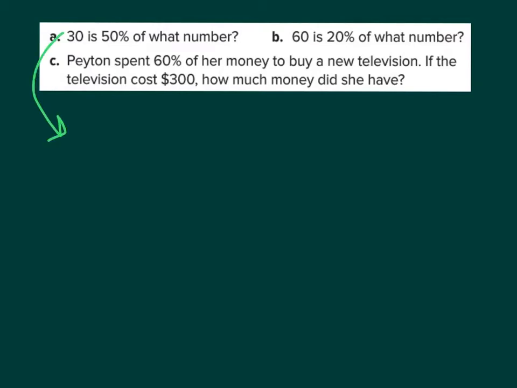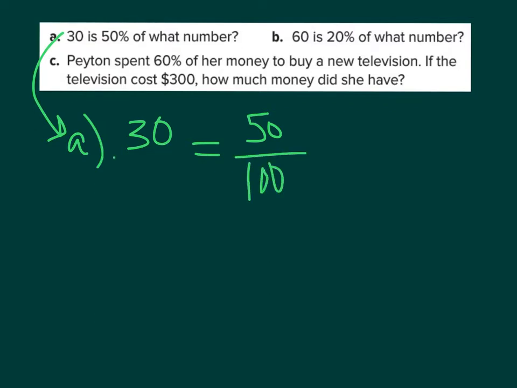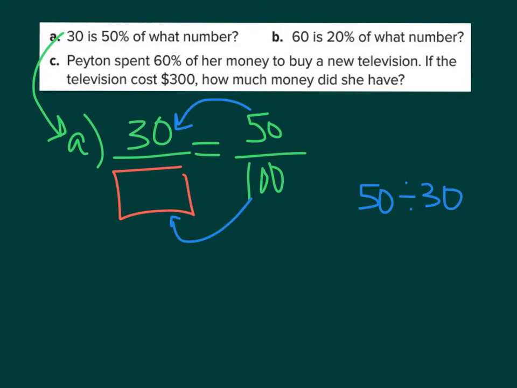So if we start with letter A, we know that we have 30 is equal to 50 over 100. Then we're trying to figure out what goes down here in the bottom. So we have to think about how would we go from 30 or from 50 to 30. And then we'd have to do the same thing to 100. So in order to figure this out, we actually have to work backwards. So we need to think about 50 divided by 30. So I'm going to actually write this as a fraction.